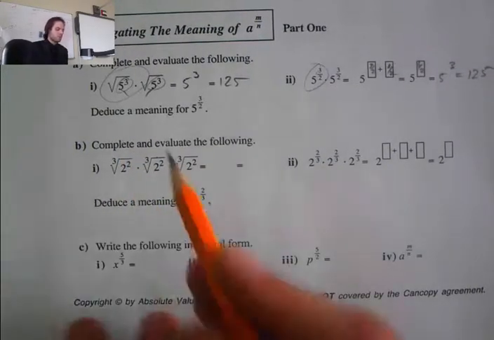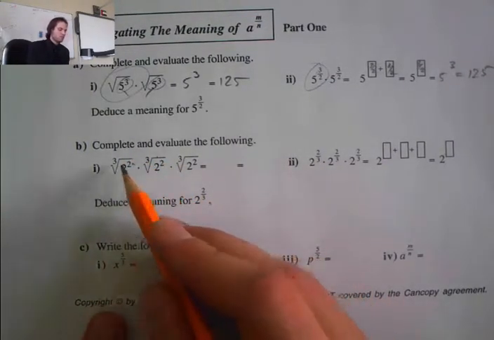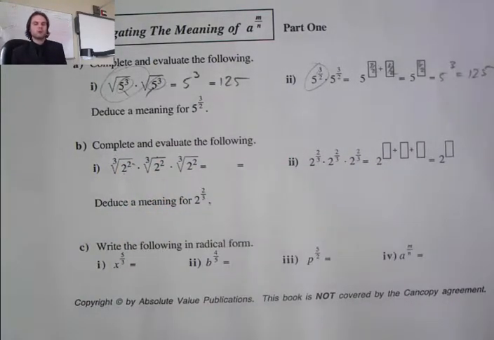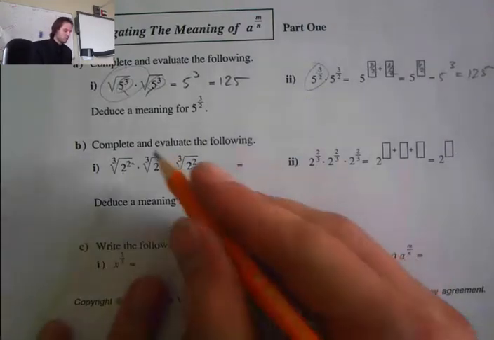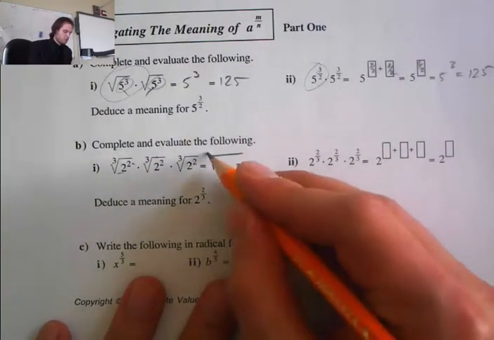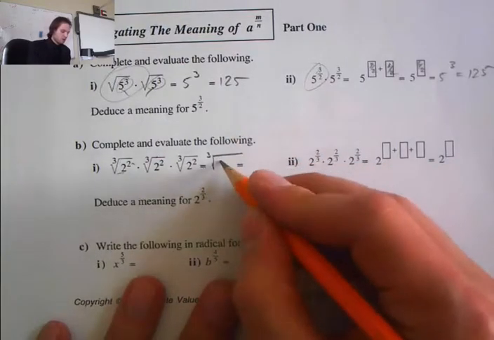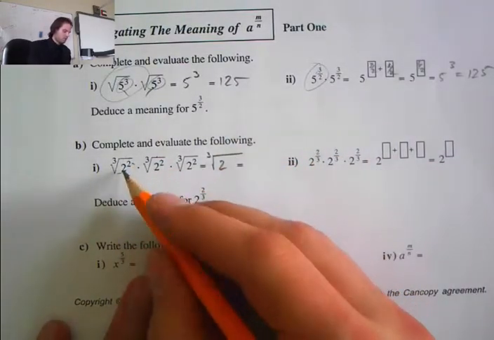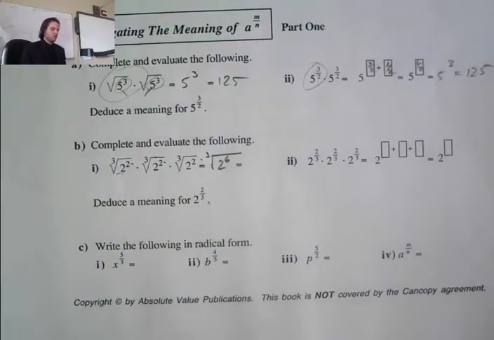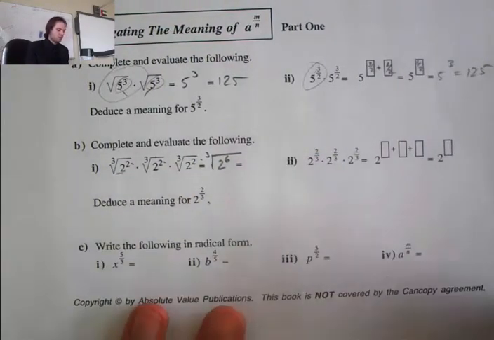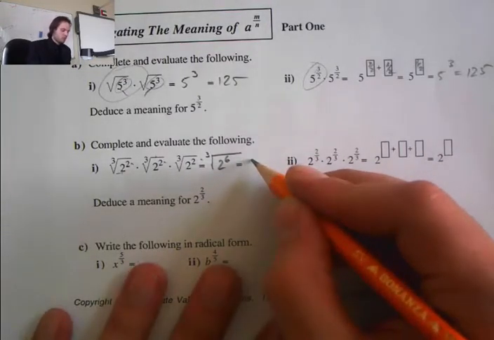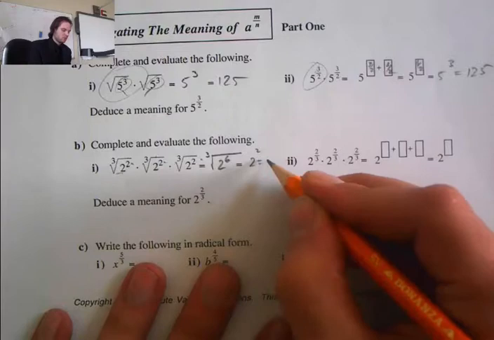Complete the next one. We have the cube root of 2 squared, the cube root of 2 squared, the cube root of 2 squared. Product law: multiply them all together, so I can multiply my radicals together. That's going to give me the cube root of 2 to the power of, well, we'll add those together, 2 to the power of 6. Or if I put that in my calculator, what's that going to give me? 2 to the power of 2, which is 2 squared, which is equal to 4.